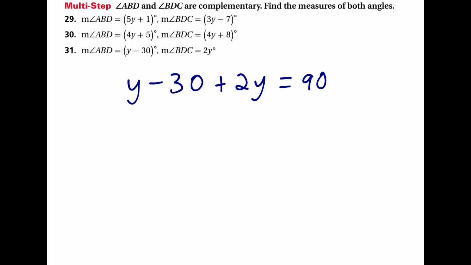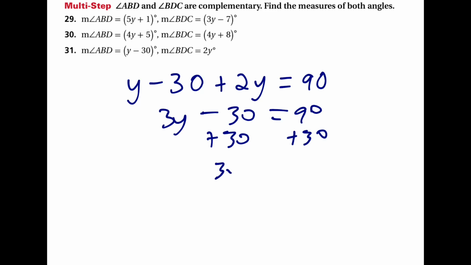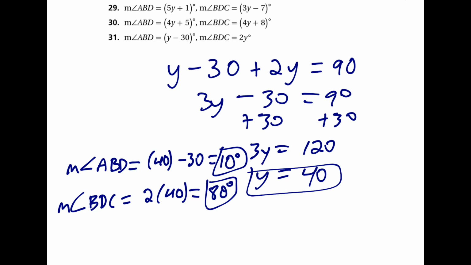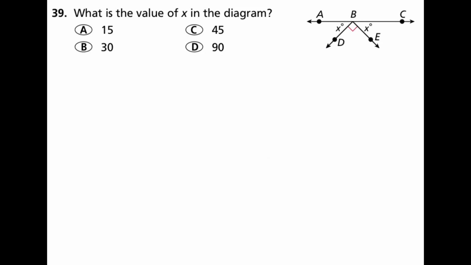31 has us adding these two angles together to equal 90 again. If we combine like terms, we have 3y minus 30 is equal to 90. Add 30 to both sides. We have 3y is equal to 120, so y is equal to 40 when we divide by 3. If we substitute in 40 for both of these angles, we get 10 and 80 degrees. They add up to 90. That checks out.